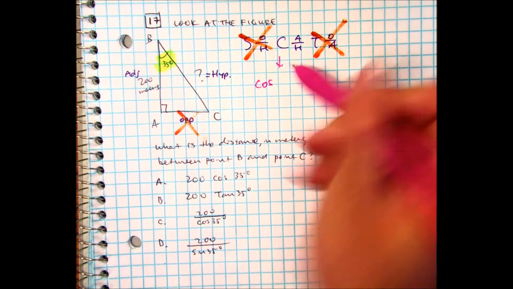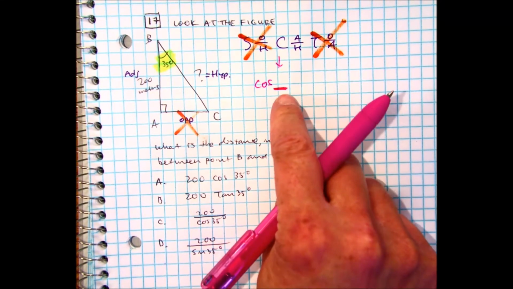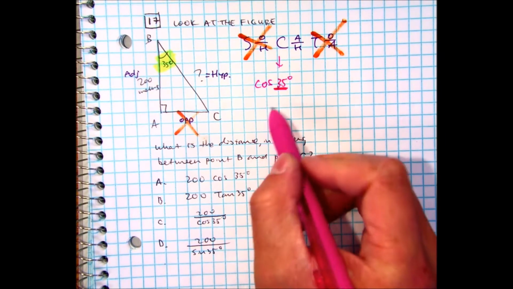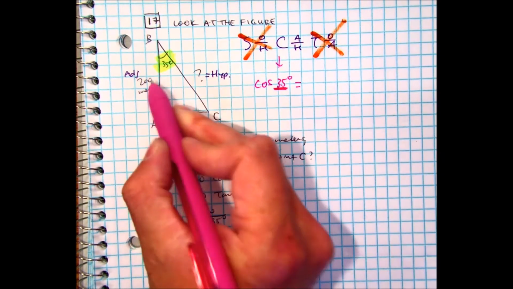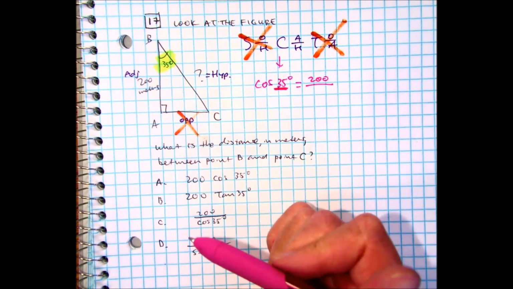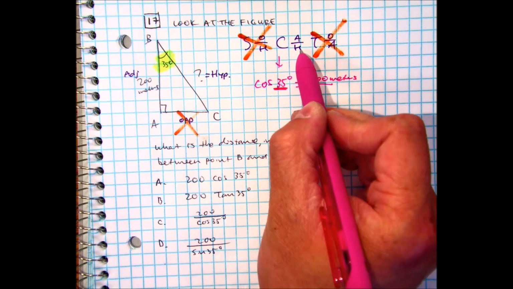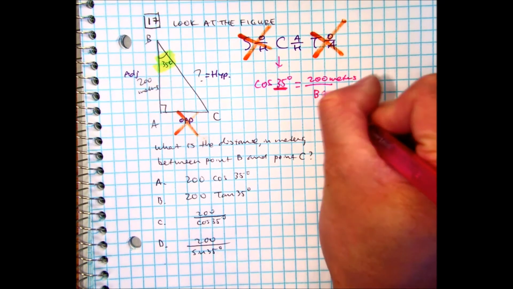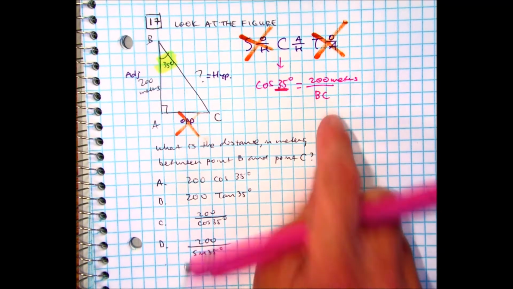So I have cosine of an angle. I'm putting this blank here because you're actually putting an angle here. So that would be 35 degrees. Tomorrow's lessons we'll actually solve for angles based off of side lengths. The adjacent is 200. We'll put back the meters later. Over the hypotenuse, which is an unknown. I'll call that BC. So I have cosine of 35 equals 200 meters over BC.